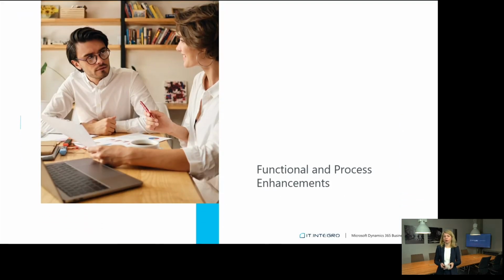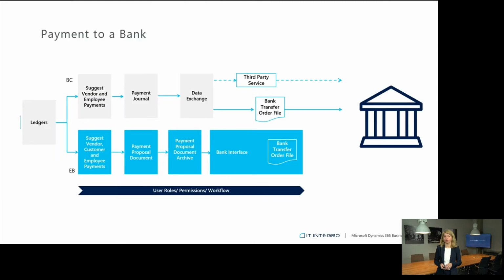Now let's focus on functional and process enhancements in the electronic banking base app and compare it to the standard functionality. Speaking about the functionality, we should compare it with the standard functionality. So the standard functionality in Business Central is based on the payment journal.